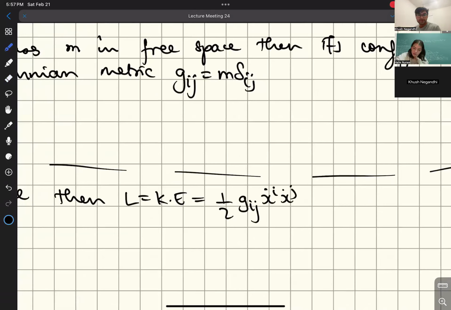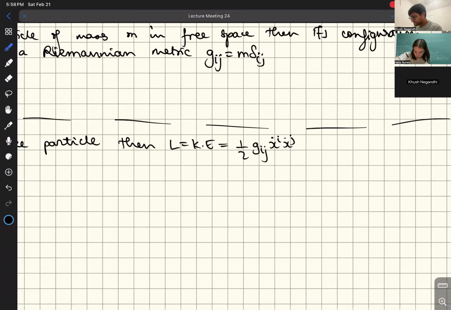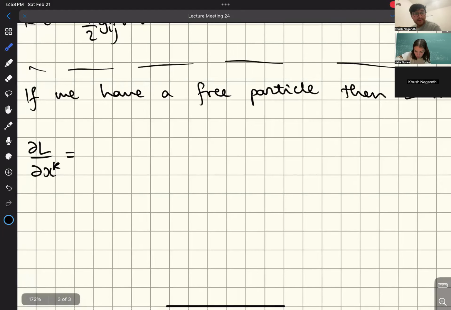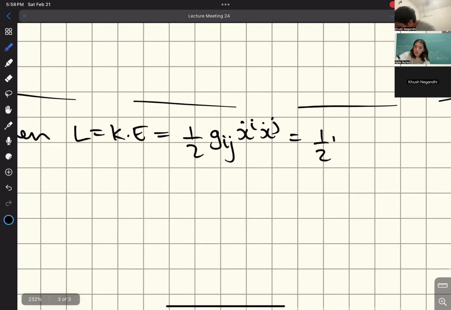So now let's find the Euler-Lagrange equations, right? Because we're saying that this Lagrangian, the action that it has, its extremal curves give us dynamics of particles. So let's actually make sure that makes sense to us. If we look at partial L partial x, this is nothing but 0, right? Because in this case, remember, this is 1/2 m delta ij x dot i x dot j.